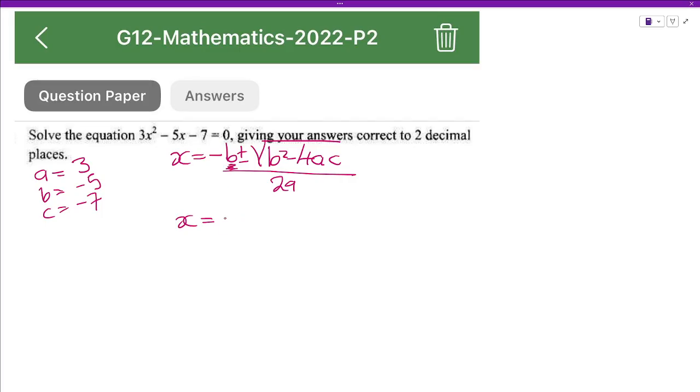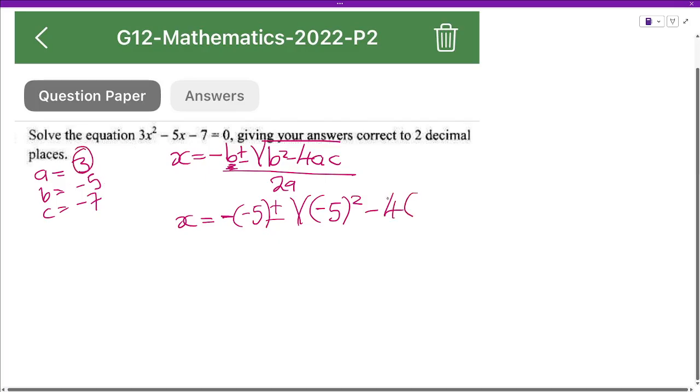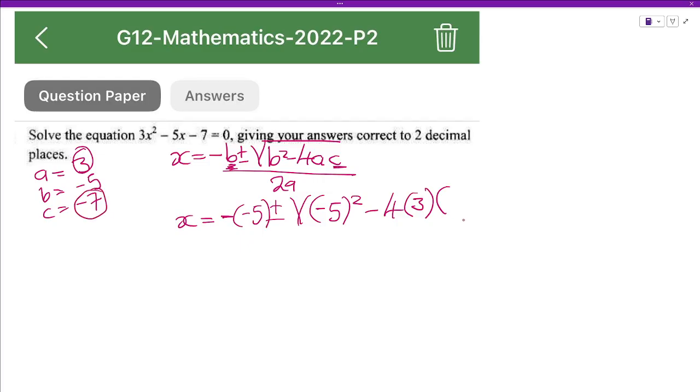So I'm going to say negative, our b is what? -5. So we're going to say -5 plus or minus square root of our b, which is -5, squared minus 4, our a is 3 over there, so 3 in brackets, our c is -7, close, then everything over 2, our a is 3.